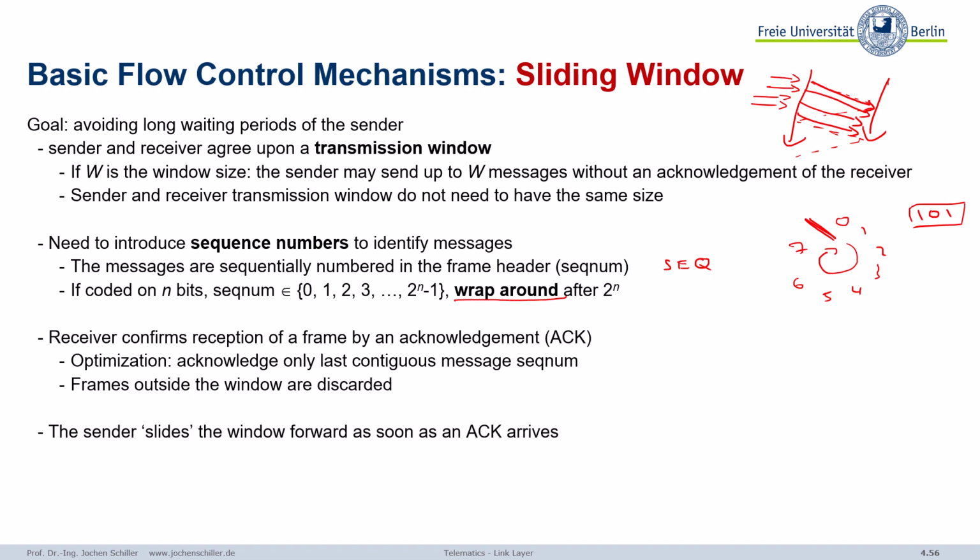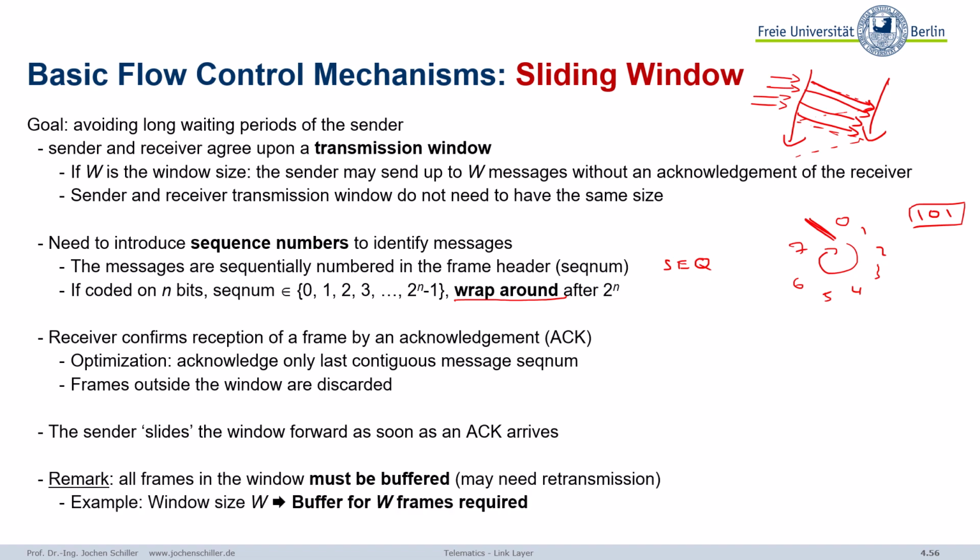And then, as we will see, we slide the window of possibly unacknowledged packets as soon as an acknowledgement arrives. You will understand this looking at the example. And that was the core idea, that I buffer all the frames in a window, because it could be the case that they need retransmission. So if you have a certain window size W, we need a buffer for W frames.